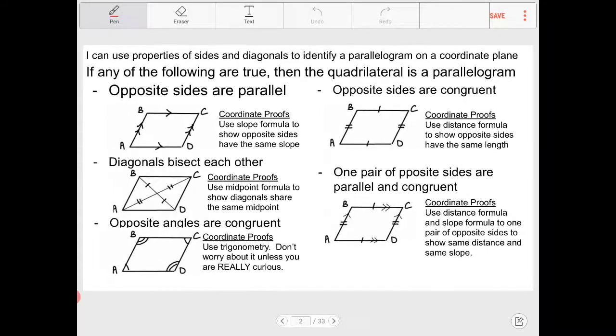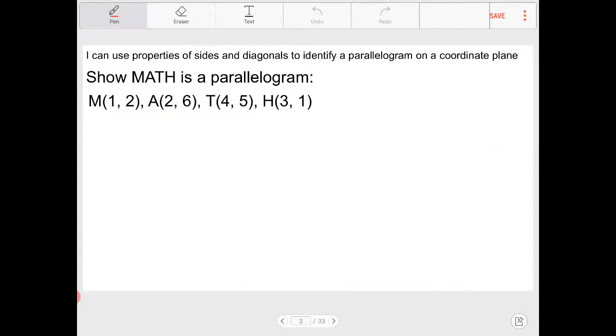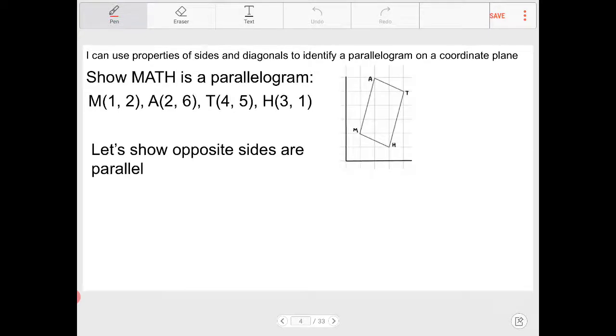Here are the 5 properties once again. Okay, so let's take a look. Show MATH is a parallelogram. So I have point M, point A, point T, point H with the following coordinates. Please have graph paper and pencil ready. I want you to plot this on a coordinate grid, and I want you to show that this is in fact a parallelogram.